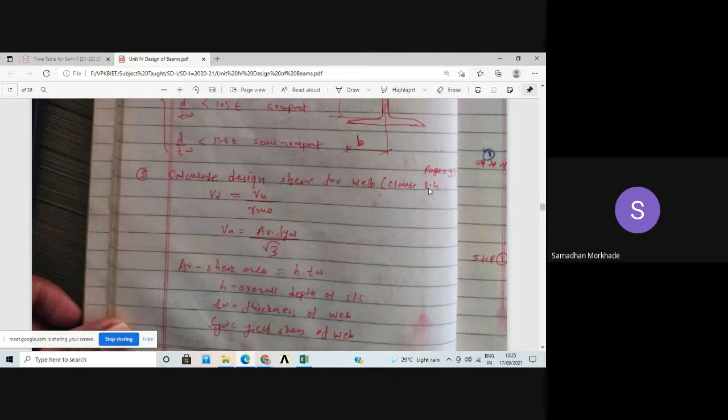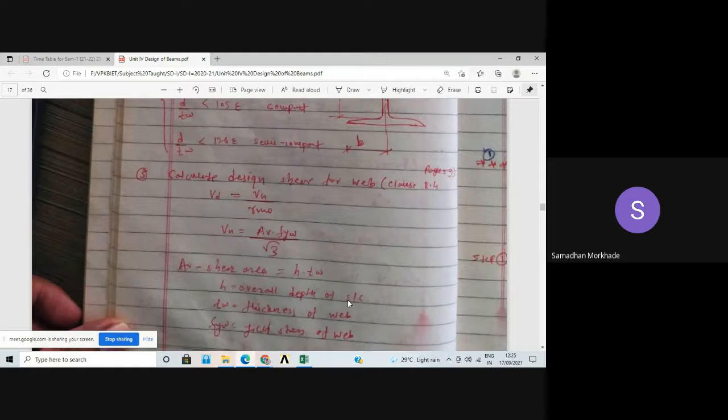Already we have discussed how to calculate Vd and Md, so I think it is not new for you now. Vd is equal to Vn by gamma m naught, nominal shear divided by partial safety factor, and nominal shear is equal to Av into Fyw divided by root 3. Here Av is the shear area, that is H into Tw, and what is H? H is the overall depth of the section.